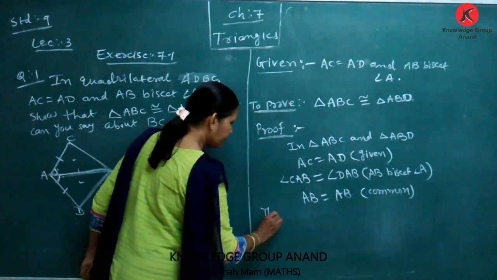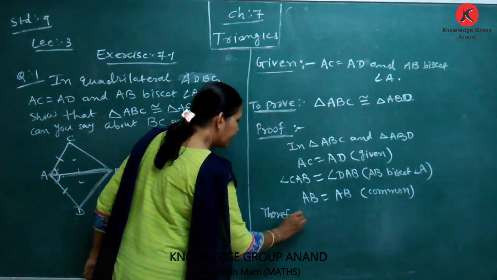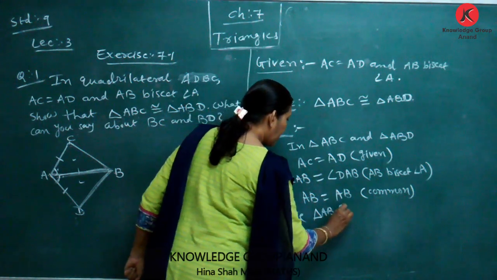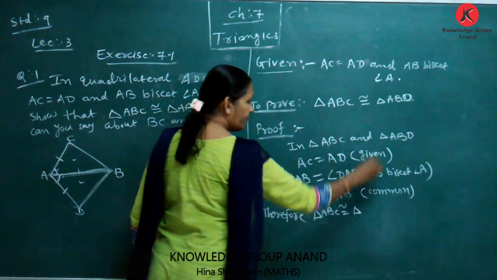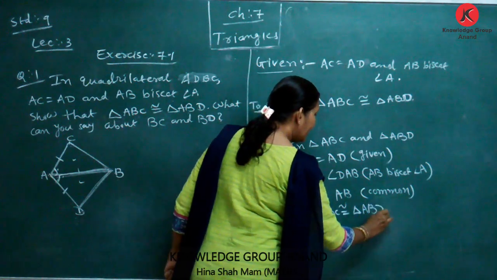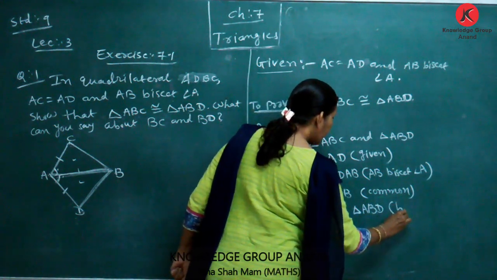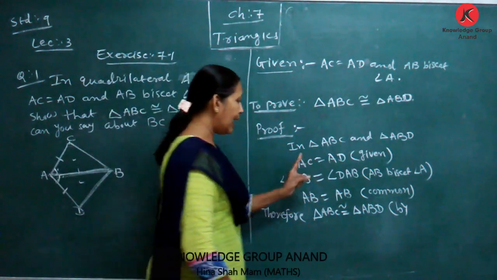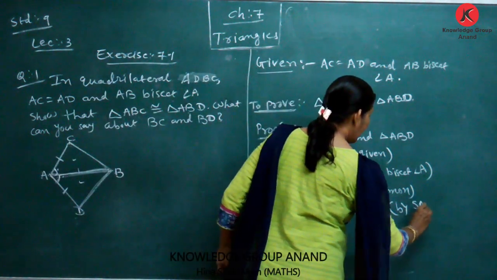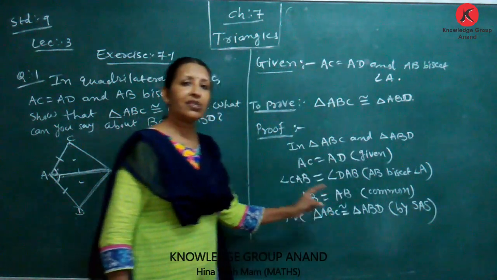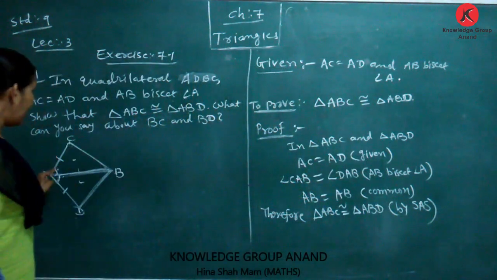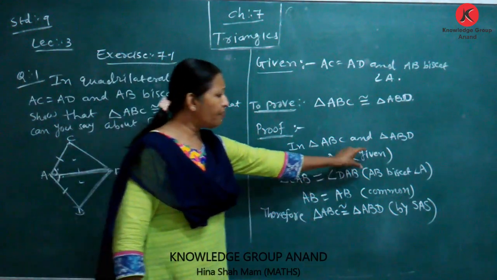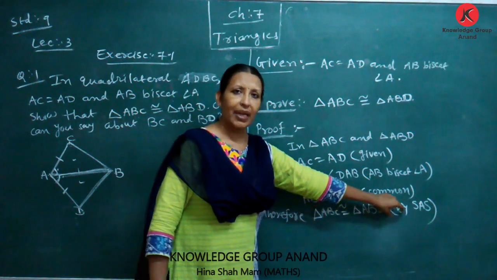Therefore, triangle ABC is congruent to triangle ABD. How do we prove that the triangles are congruent? By SAS. Which criterion do we use? SAS: side, angle, side. Then we write "by SAS". We write all these things in short in brackets.